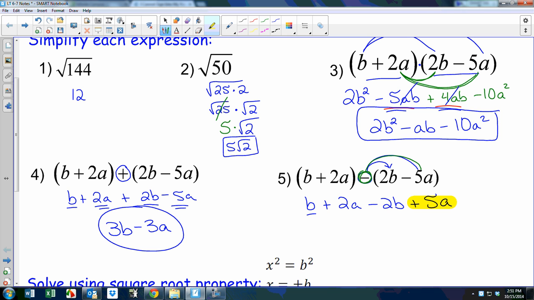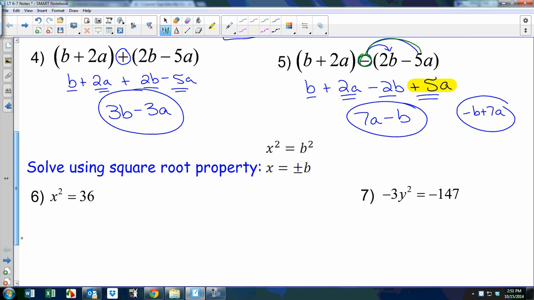Then combine your like terms, b minus 2b and 2a plus 5a. I would put the a's together here first, 7a, and then b minus 2b would make minus 1b. So 7a minus b. If you write this as negative b plus 7a, that's fine too. Either one's fine. All right, then the last two.